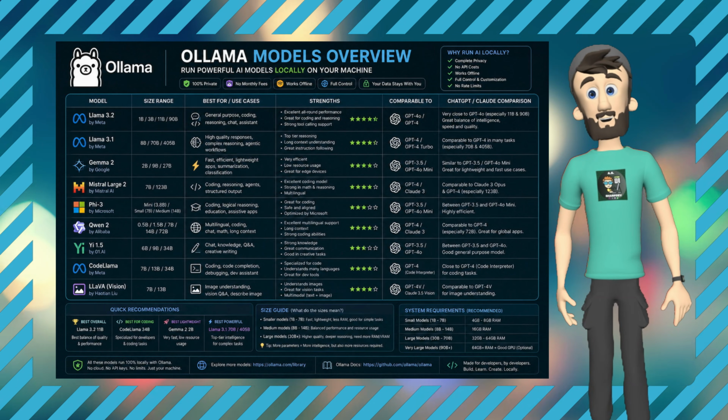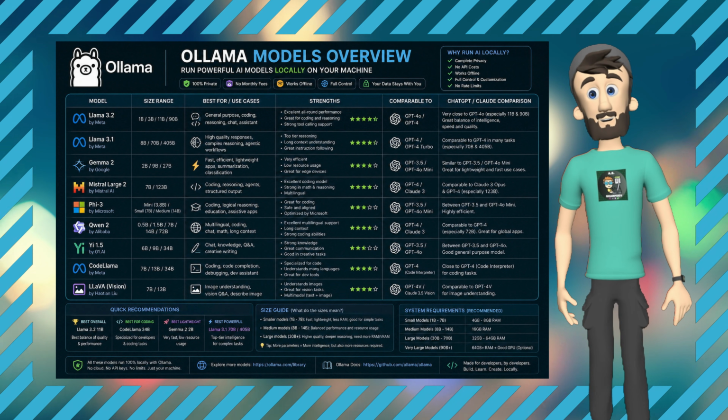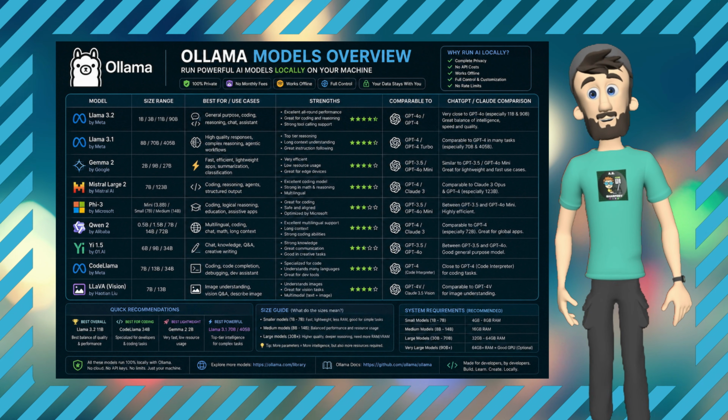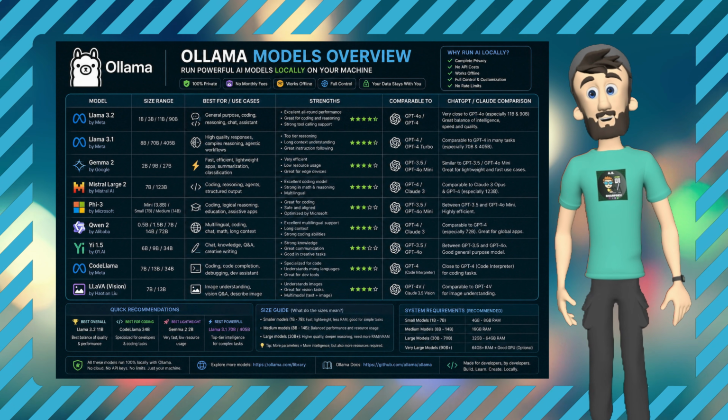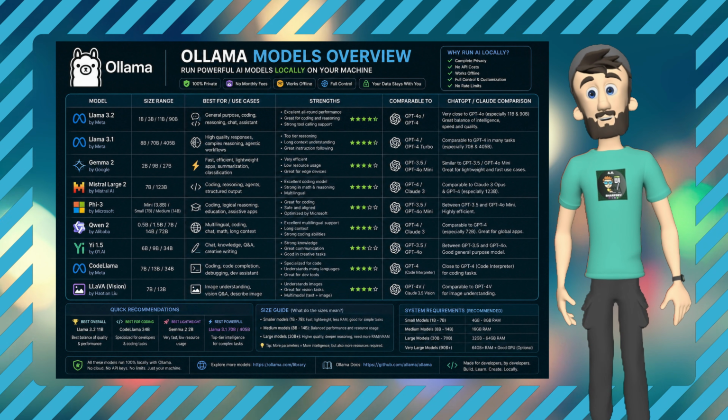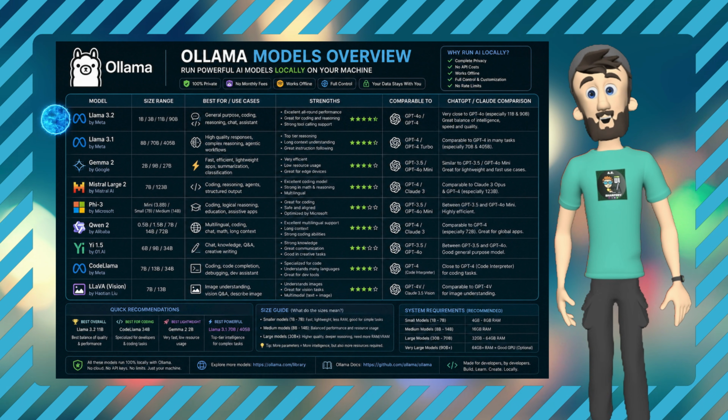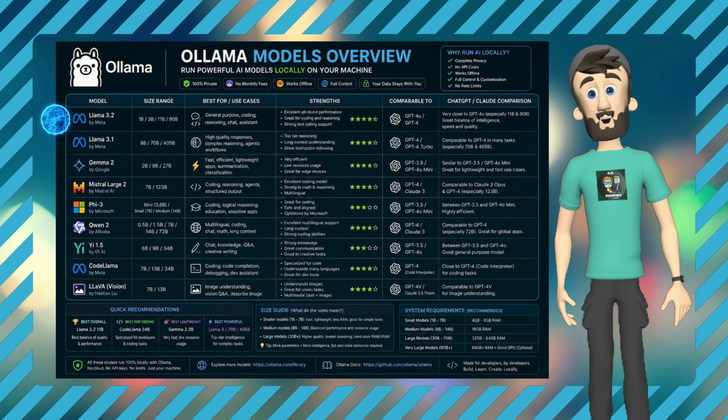Before we start building our application, let's take a look at some of the most popular models available through Ollama and understand which one might be the best fit for your projects. One of the biggest questions beginners ask is, which model should I use? The answer depends entirely on what you're trying to accomplish. Let's start with one of the most popular options available today. Llama 3.2 from Meta. This is probably the model I would recommend to most beginners.